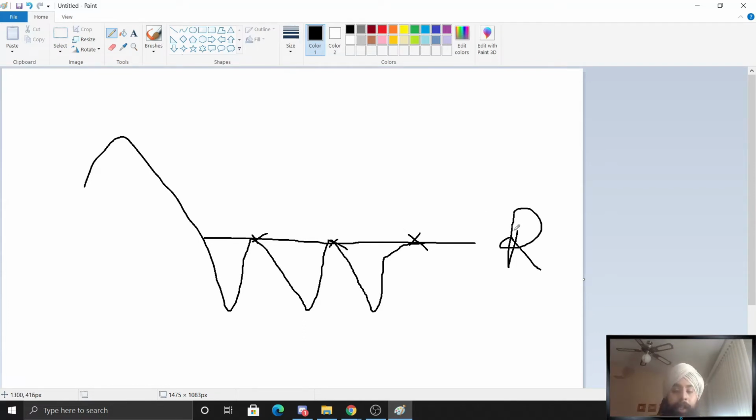Why is it called resistance or ceiling? Because it's the place where the stock resisted going up.